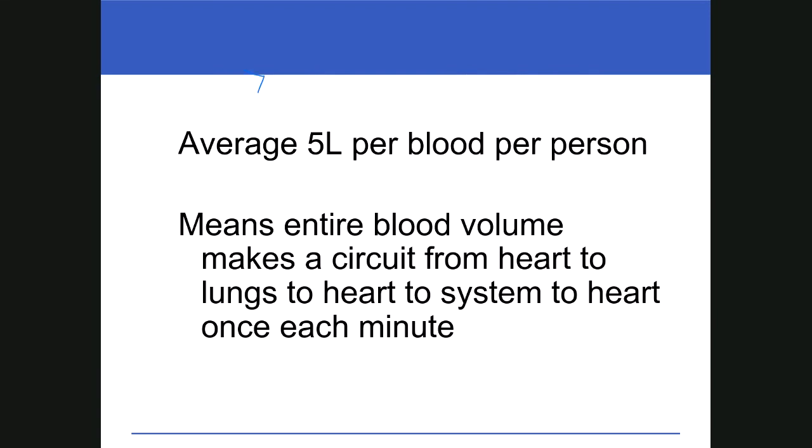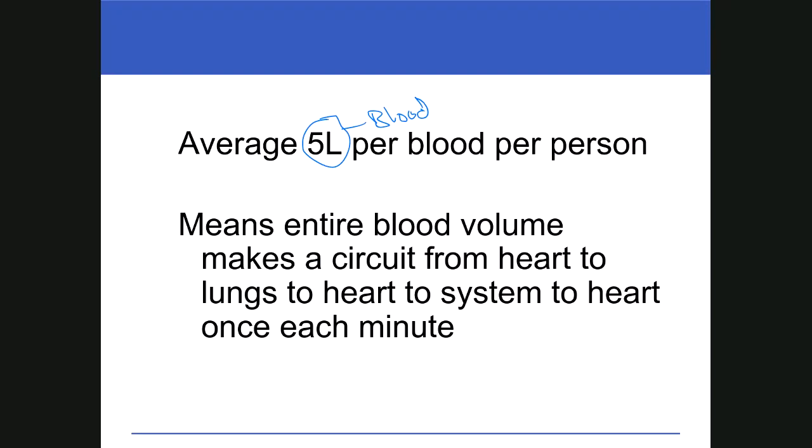So those numbers are pretty easy to remember. 75 heart rate, 75 stroke volume, and sort of just an average cardiac output, 5 liters. Make sense? The other thing is, most people only have about 5 liters of blood. That's the average amount of blood that a person has.